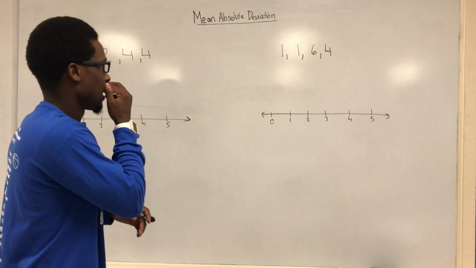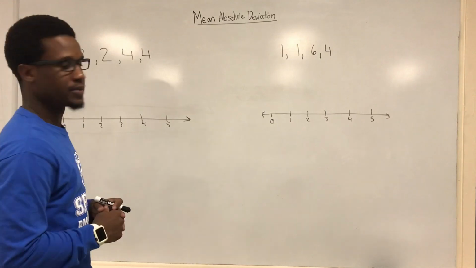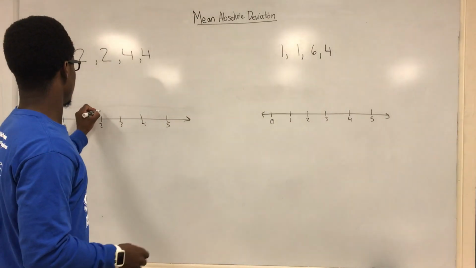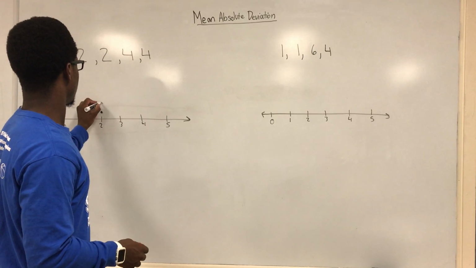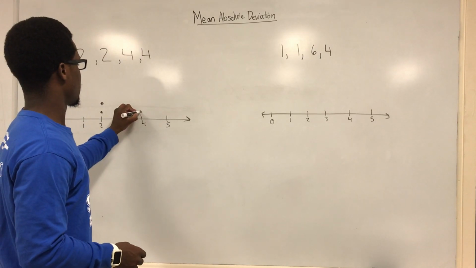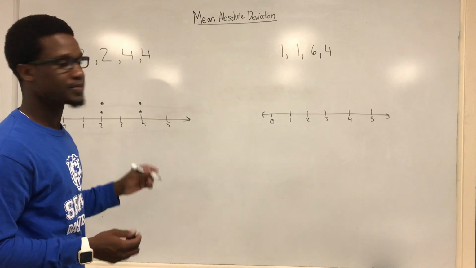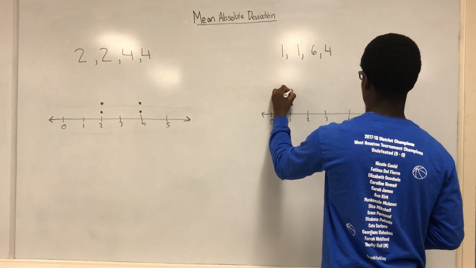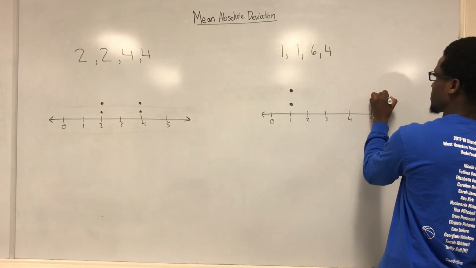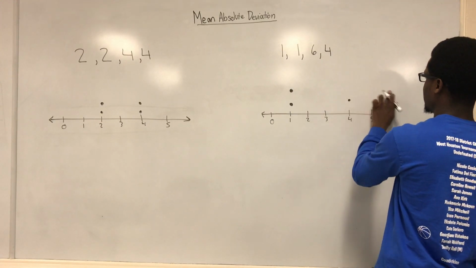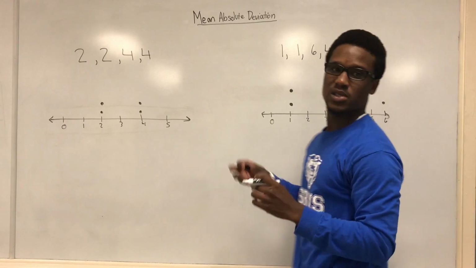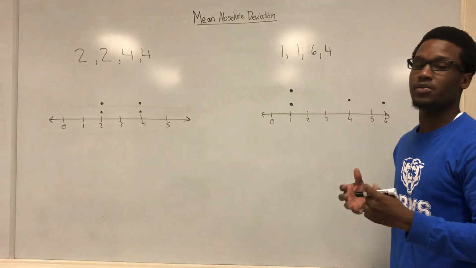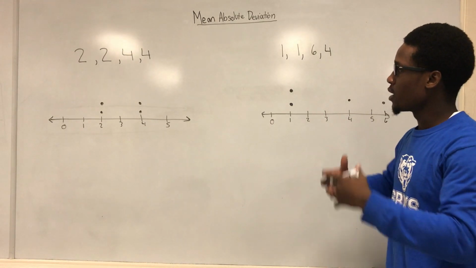Okay? So I have two sets of data here. I'm going to go ahead and plot this data. So I have a 2, a 4, and a 4. Over here I have 1, 1, 6, and 4. Okay, so in terms of the data, you could already see there are some similarities, there are some differences, there are some things that we could say about the spread of the data.